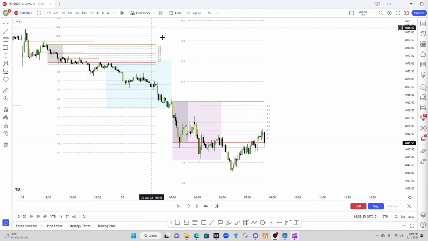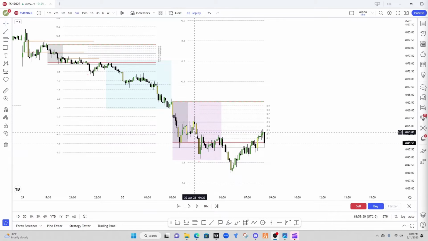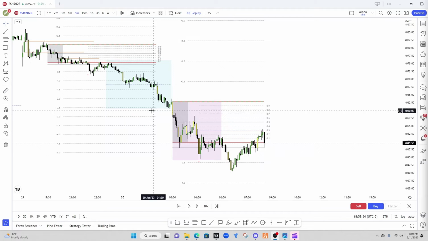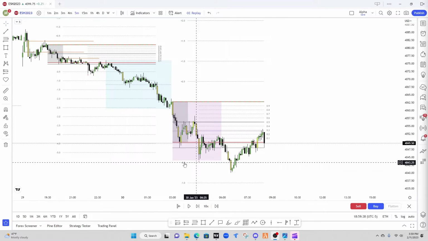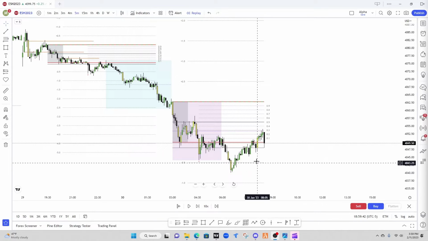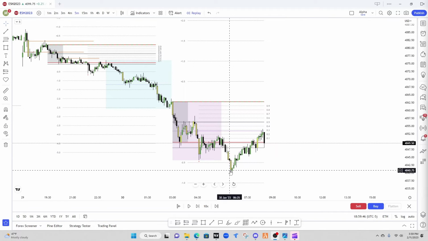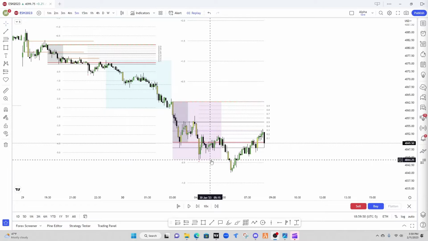This blue box right here is my Asian range. This pinkish purple box right here is my London range. As we can see, the London session did take out Asia lows. Then, once again, going out of that, we took out the London lows here, and we started to make our way back up. For those who follow ICT or Smart Money Concepts, we took out our sell side liquidity here.